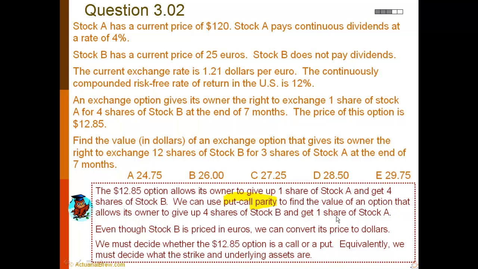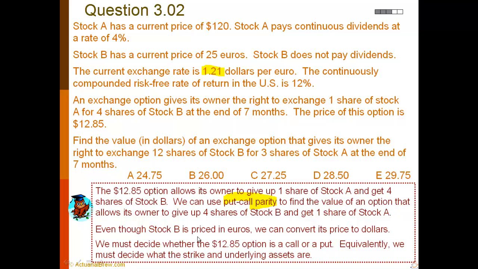When we use put-call parity, we're going to need to know the price of stock B, and that may seem difficult because stock B is priced in euros. But we're really not going to have any trouble converting the price of stock B into dollars because we know that the exchange rate is 1.21, so we'll just take that times the 25 to get the price of stock B.